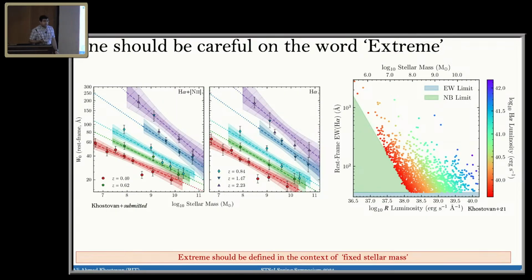Now, before I continue, I do urge caution on how we define some things that are extreme.